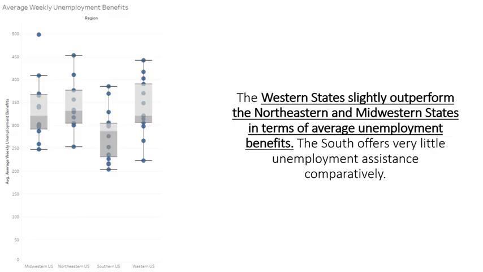Next, we take a look at a box and whisker plot, plotting the average weekly unemployment benefits. You notice the western U.S. leads the way. Closely behind follows the northeastern U.S. and midwestern U.S., but look at the southern U.S. Those unemployment benefits, that interquartile box is much lower on the graph comparatively.